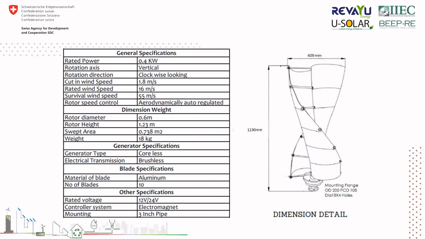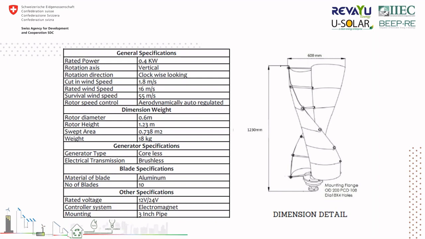Now we come to the vertical axis wind turbine. So this is a 400 watt, or 0.4 kilowatt, wind turbine. This is a small turbine, 1230 mm in height from the base, and the diameter is around 600 mm. It starts rotating at the cut-in wind speed of 1.8 meters per second. The rated wind speed is 16 meters per second.